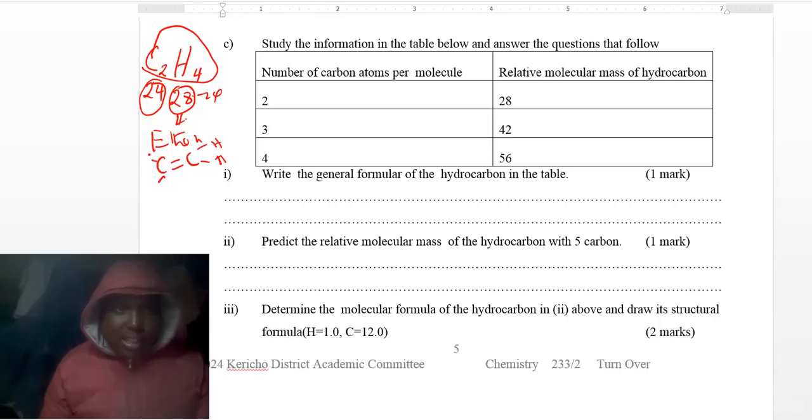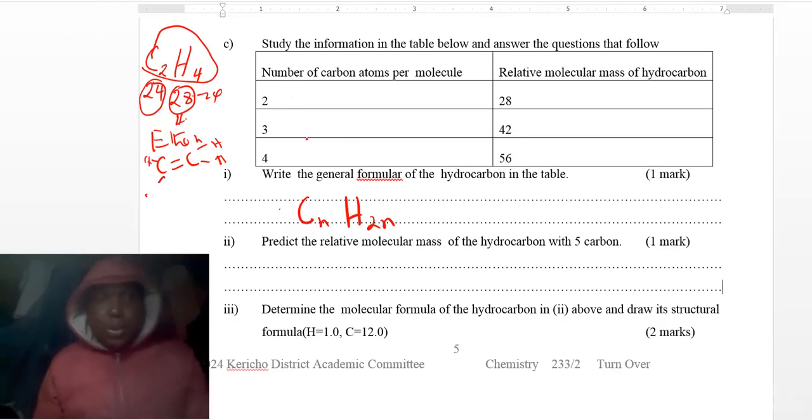That is it. So the general formula for alkenes is CnH2n, and that is it. So we have known that these are alkenes. You can even do it with the third one and confirm.